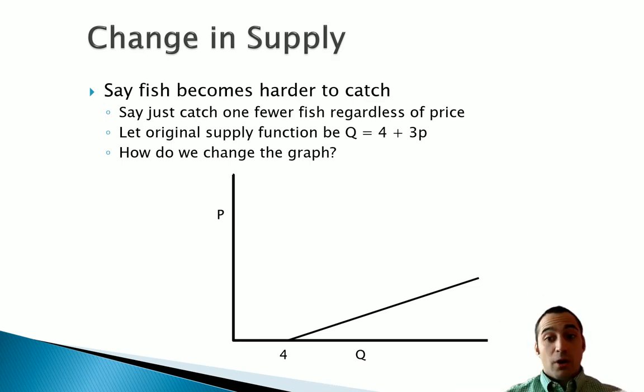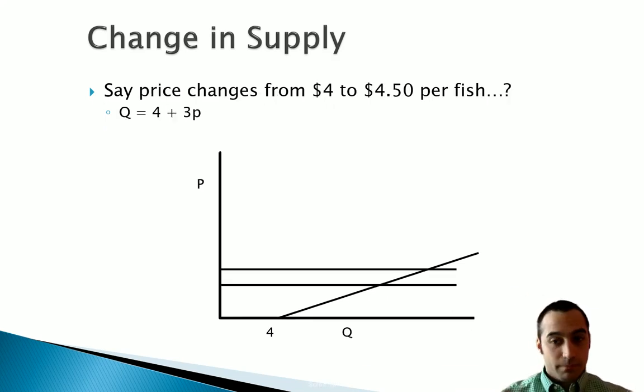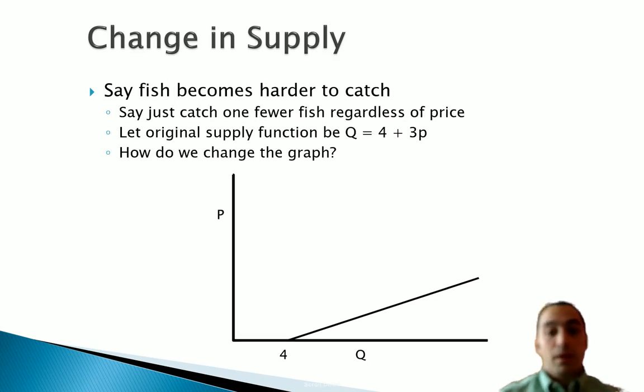Similarly, we can talk about non-price changes in supply. For instance, let's say fish becomes harder to catch, and to be simple, let's just assume that they catch one fewer fish, regardless of the price. Original supply was Q equals 4 plus 3P. How do we change this graph such that the fishermen are now catching one fewer fish, regardless of price?